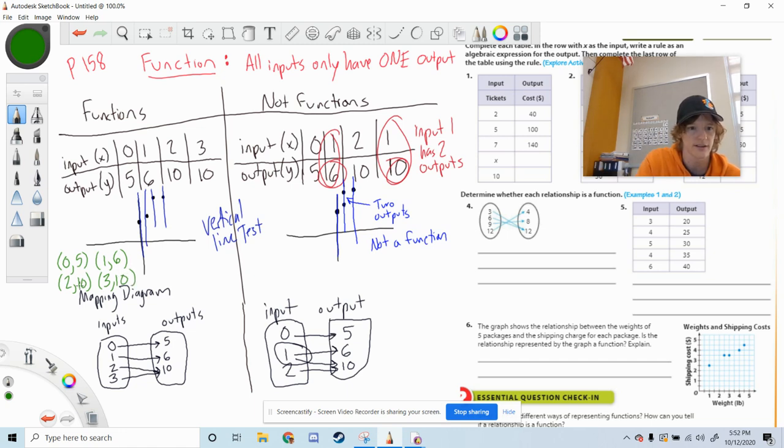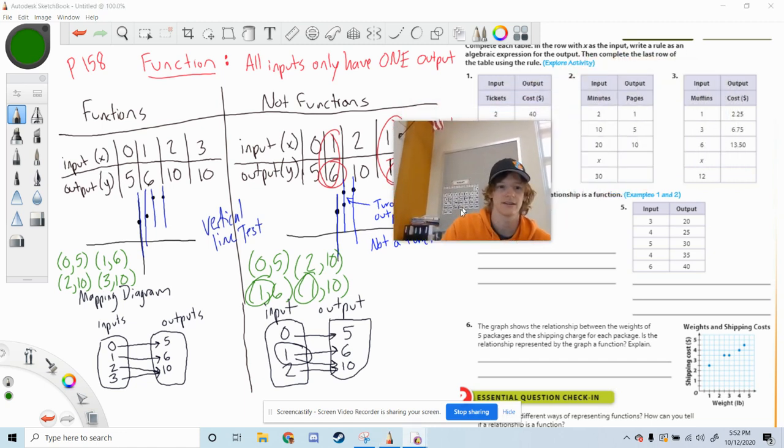I see that every x only has one y, so I'm fine on this one. But this one over here, I have (0, 5), (1, 6), (2, 10), and (1, 10). I see there's an x here and an x here that have different y's. So the input of 1 has multiple outputs. So this is not a function.